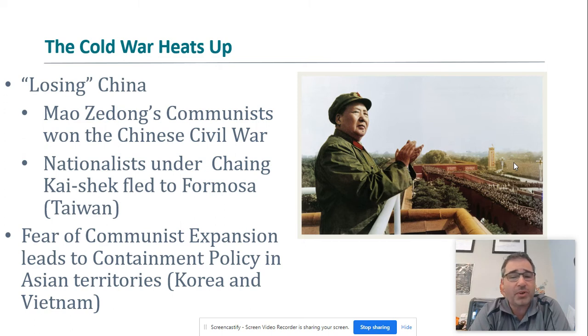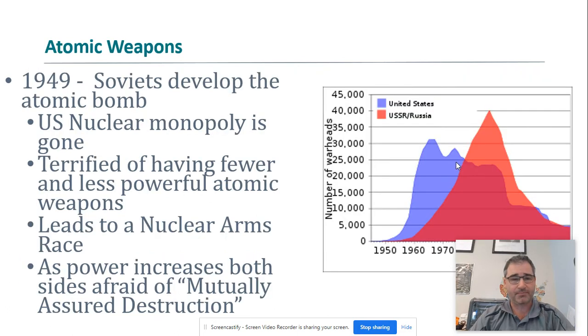And for about 20 years, the United States never recognized communist China. Whenever they did anything, for example, with the United Nations, China was always the island of Formosa, Taiwan. That was officially China. That's going to become a big deal later on when the United States formally recognizes communist China. There is a fear of communist expansion within Asian territories, which is going to lead to something that we're going to call the domino effect, which is going to be an expansion of that containment policy.